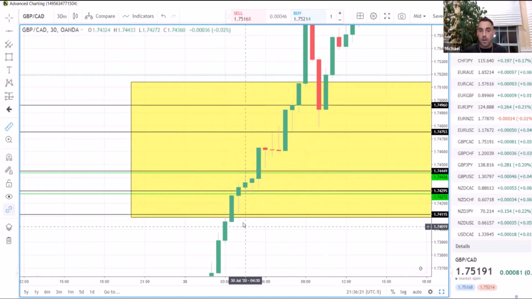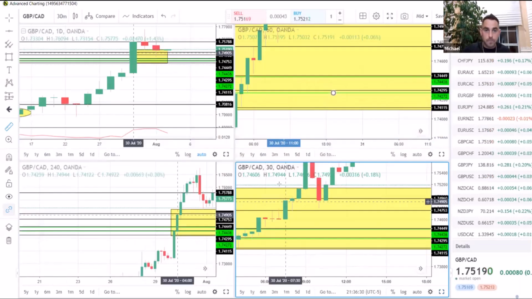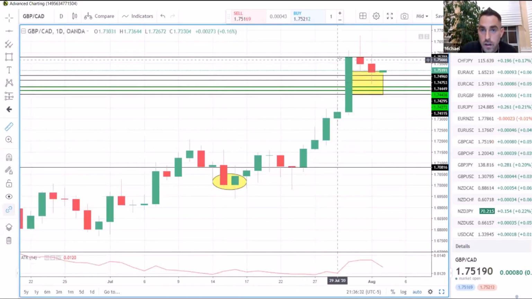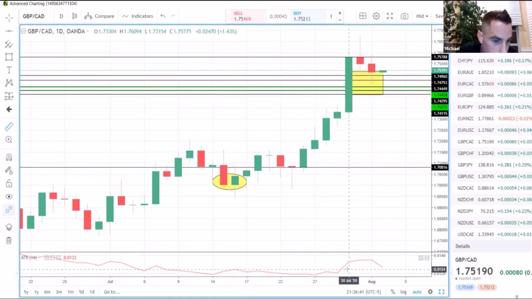What time was that created? 4 in the morning, 4:30. So this whole overall zone, this is what? This is 103 pips. Because our anchor is 493 pips, it looks like. I mean, that's a huge anchor. What's the ATR on this? 120 pips a day.